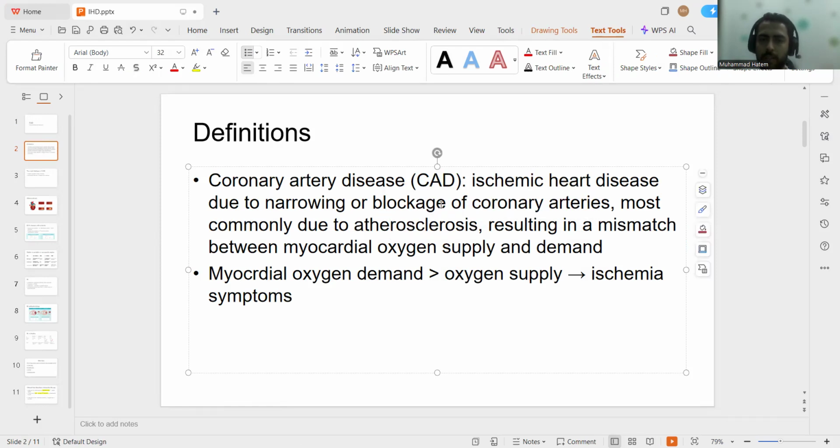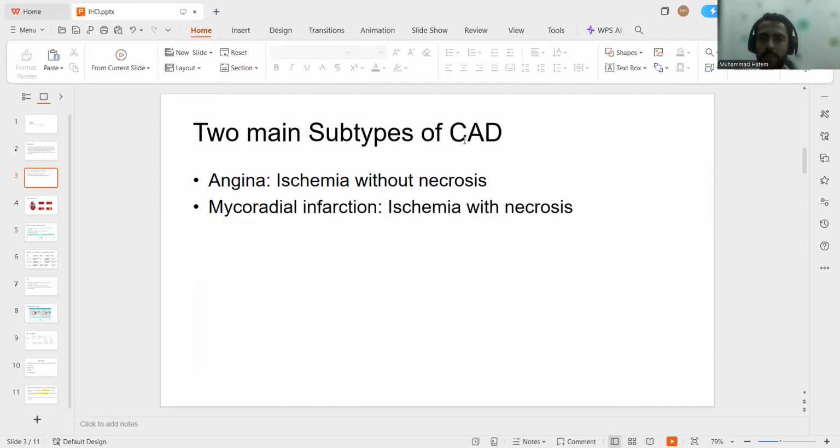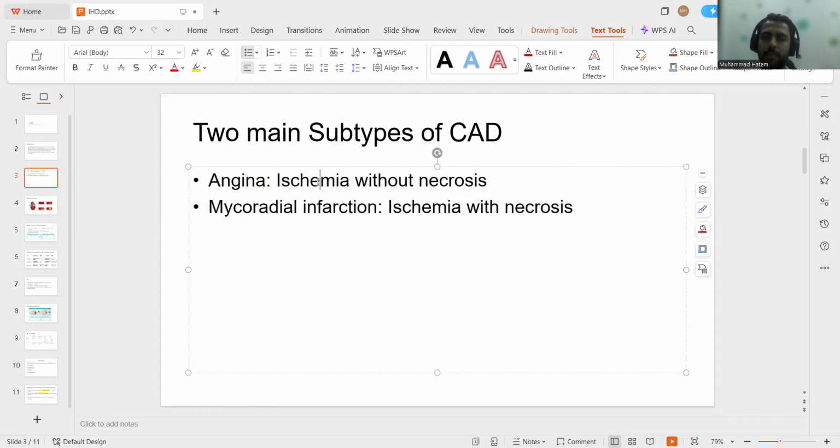This narrowing or blockage will result in some kind of mismatch between the oxygen demand and the oxygen supply of the myocardium. So when the myocardium is asking for more oxygen and this ask is more than the supply of what the myocardium is getting, then ischemia symptoms happen. There are two main subtypes of coronary artery disease. The first one is angina, which involves ischemia but without necrosis, and the second subtype is myocardial infarction, which also involves ischemia but with necrosis.